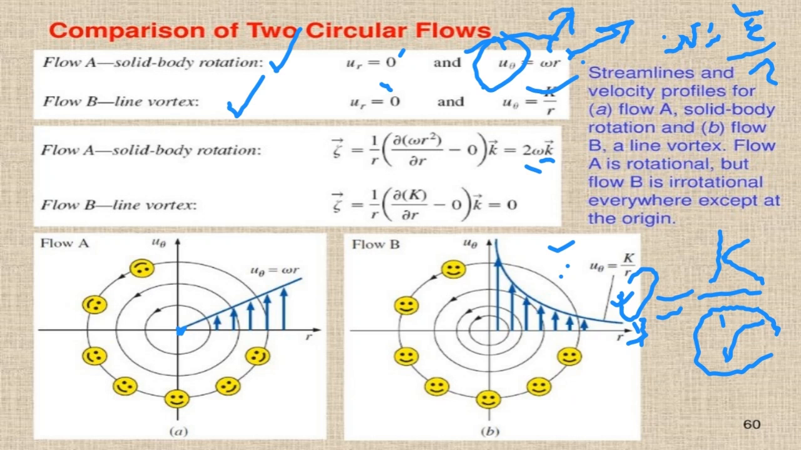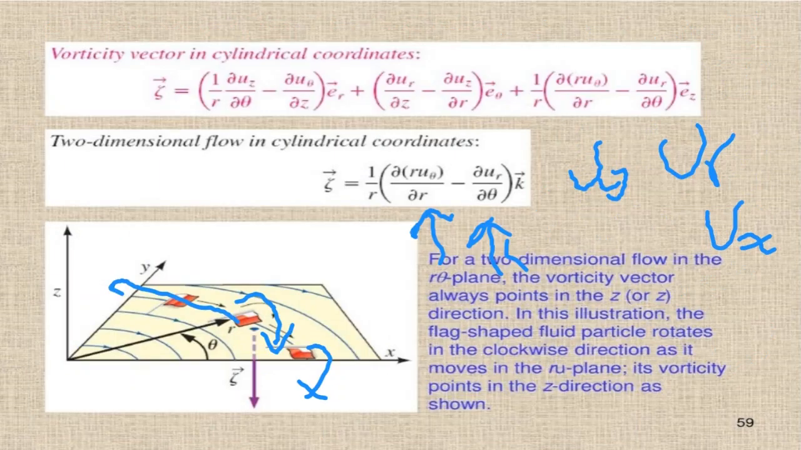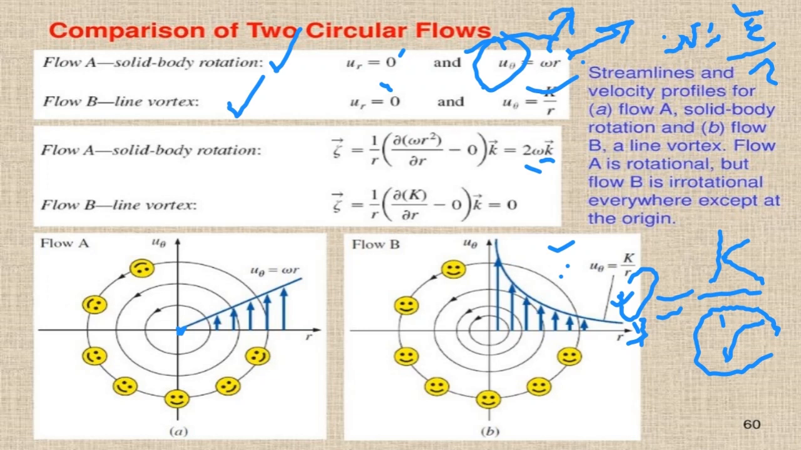If you do the same thing in line vortex, 1 over r, in this case, we need to multiply the u theta by r. So when it's multiplied by r, we just get k. The derivative of a constant is 0. So in a line vortex, we have 0 vorticity. How can we see this? We see that in the solid body rotation, the smileys are rotating at a velocity of omega, but in the line vortex, the smileys are not rotating. They just stand still.